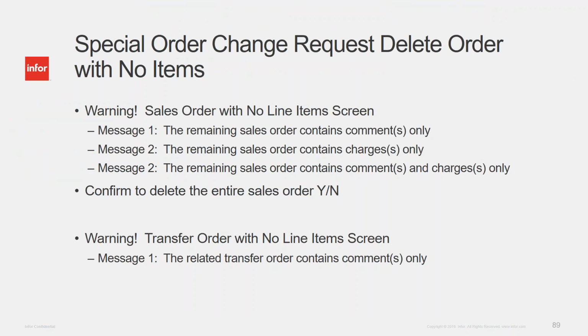Warning, sales order with no line items. The message line might say the remaining sales order contains comments only, the remaining sales order contains charges only, or the remaining sales order contains comments and charges only. Do you want to delete the entire sales order? Yes or no? Or if the sales order is associated with a warehouse transfer, the message is warning, transfer order with no line items, and message 1, the related transfer order contains comments only.